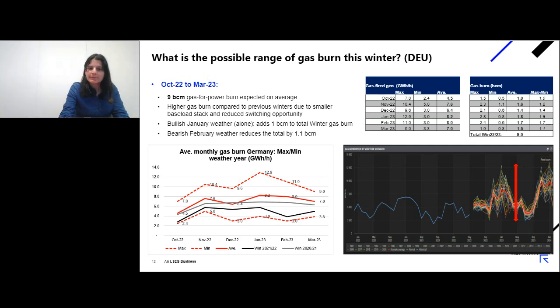This lower right chart shows you how we present this on icons. So we do actually show for each month how the different weather years would result, which gas to power demand would result from the different weather years.